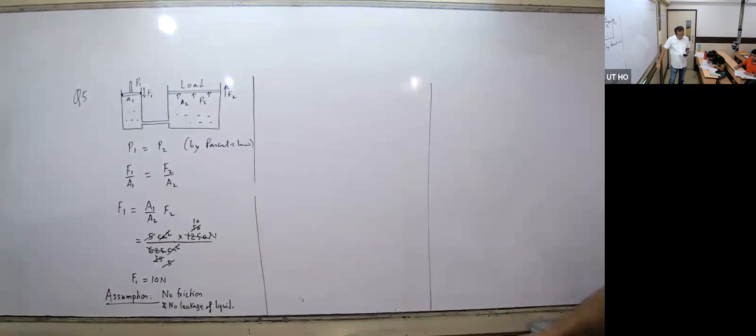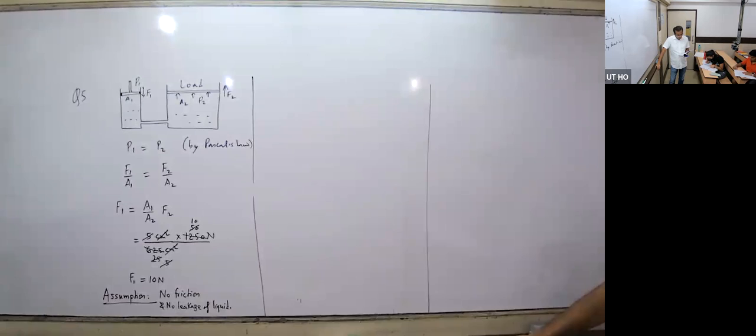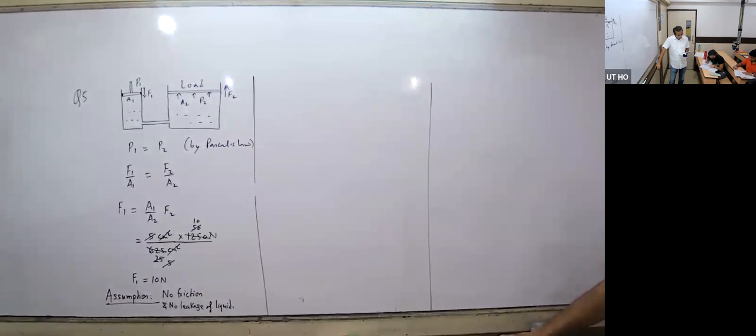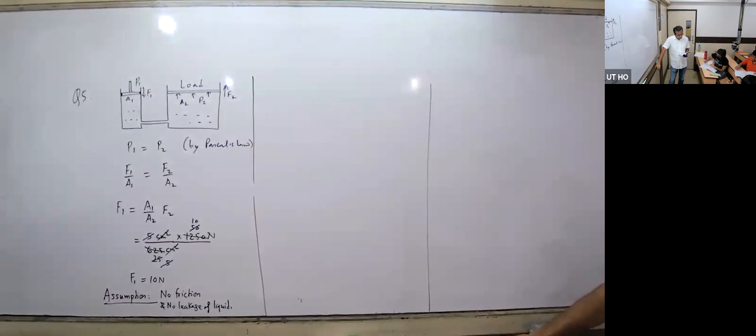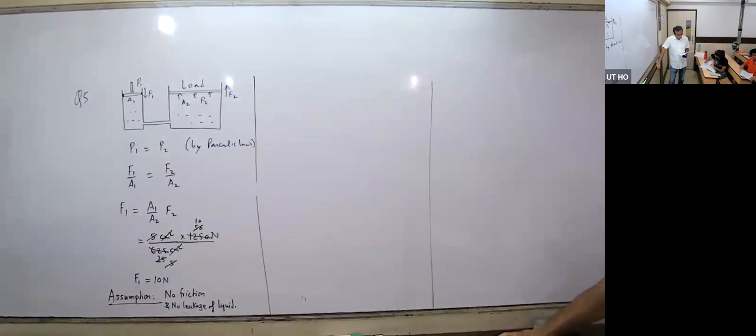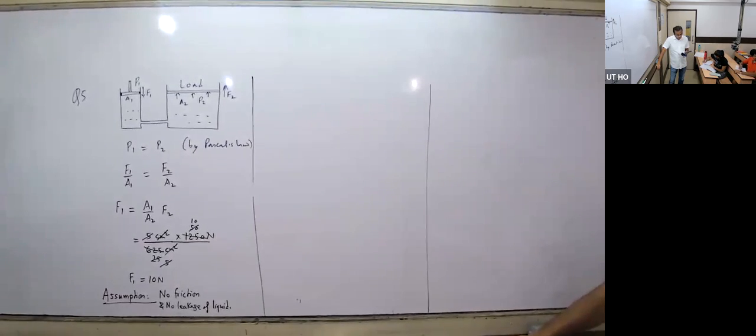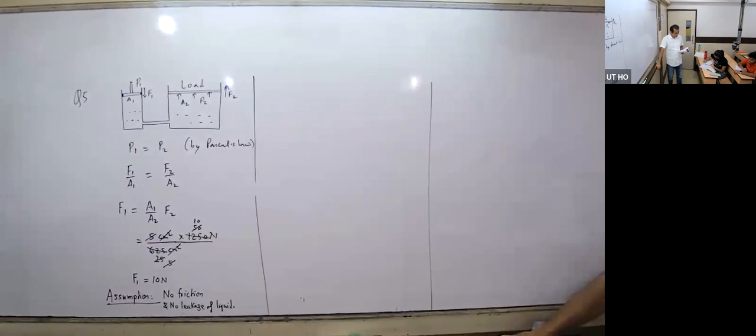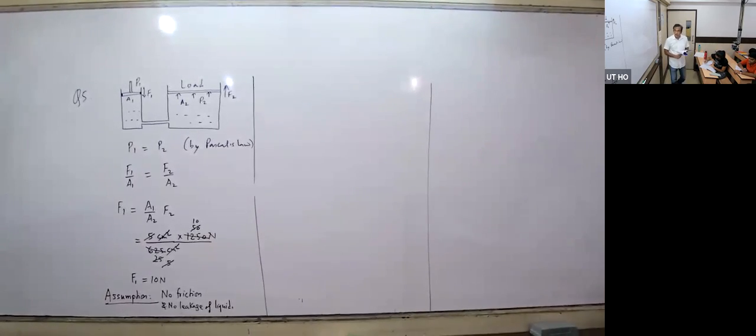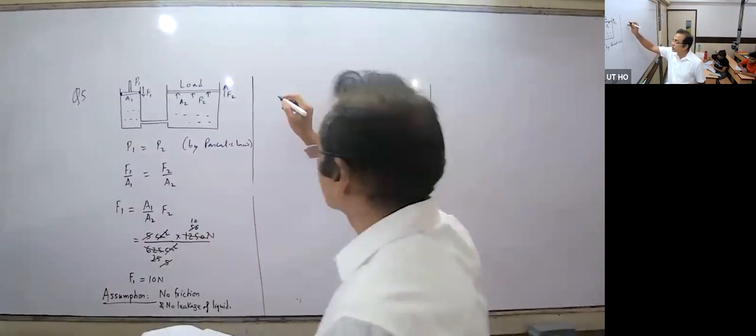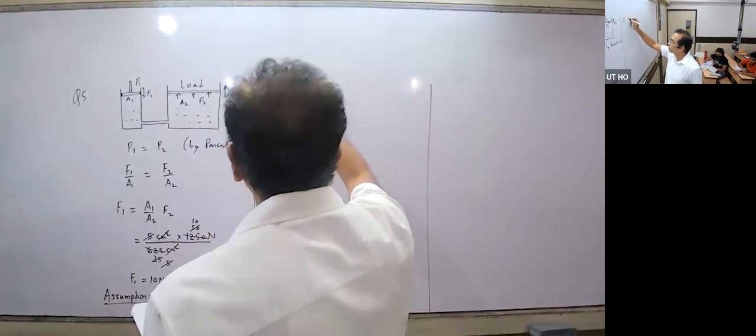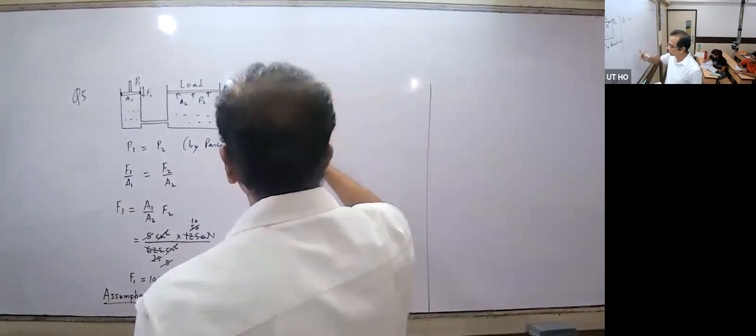So a force of 50 kg force is applied to the smaller piston of a hydraulic machine, neglecting friction. Find the force exerted on the large piston. The diameters of the pistons are 5 centimeter and 25 centimeter. How would we do it? So what is given here?